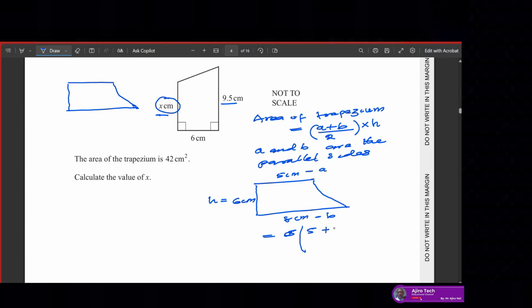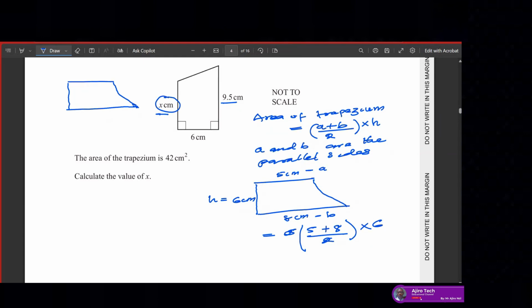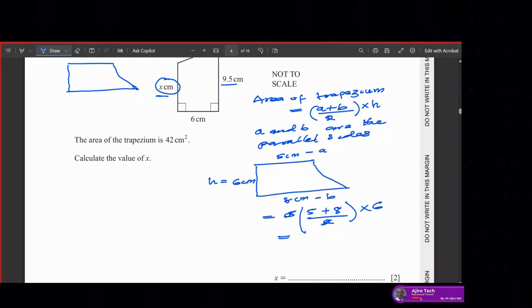5 plus B is 5 plus 8, divided by 2, multiplied by what? Multiplied by 6. Thank you very much. So when you work out that bracket, which is 5 plus 8 divided by 2, what do we have? That would be 13, divided by 2 times what? 6. So what's 13 divided by 2?